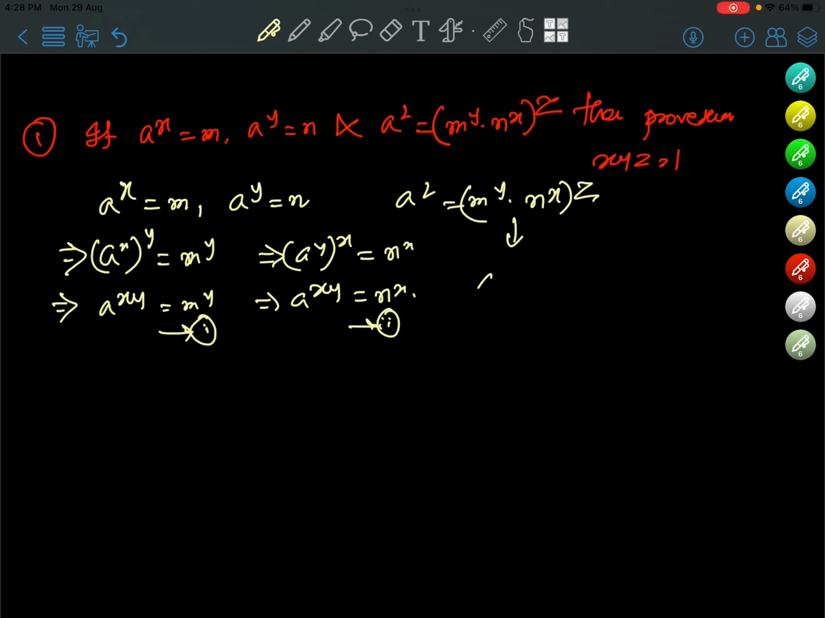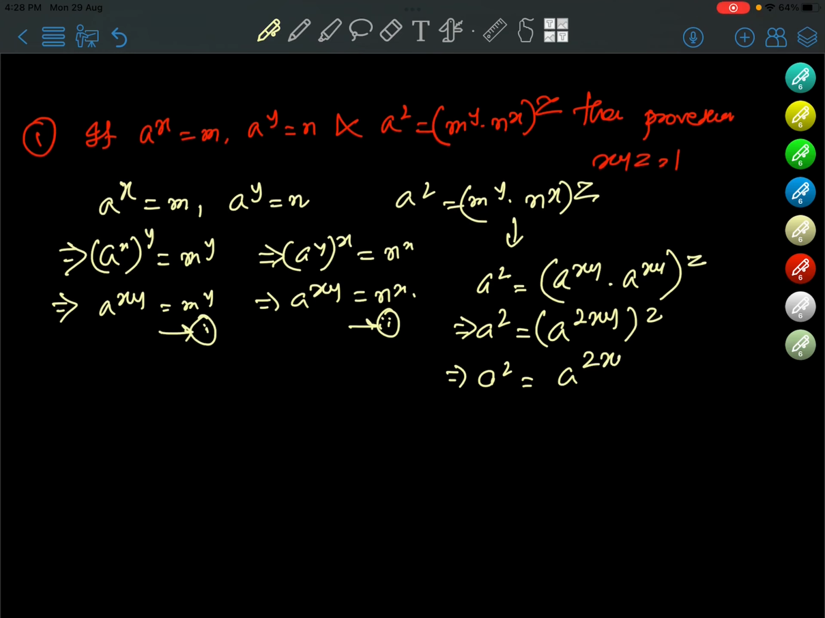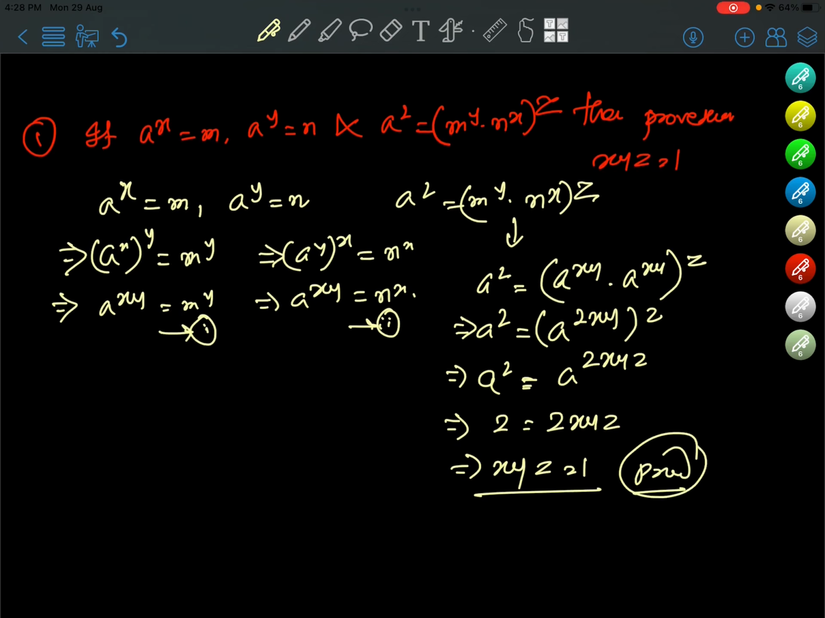power of z. Now we can write m to the power y as a to the power xy, and we can write n to the power x as a to the power xy to the power of z. Now a square equals a to the power 2xy whole to the power of z. So a square equals a to the power 2xyz. If the base is equal, then the base will be cancelled out, then 2 equals 2xyz. Now xyz equals 1, proven. So this is how we are going to prove this kind of problem.